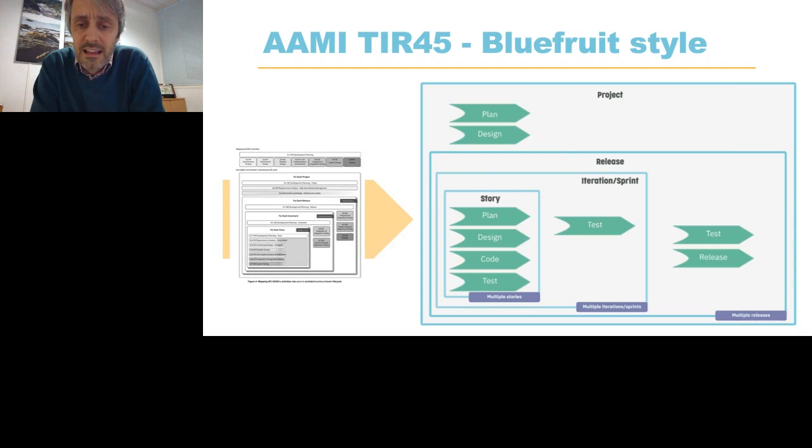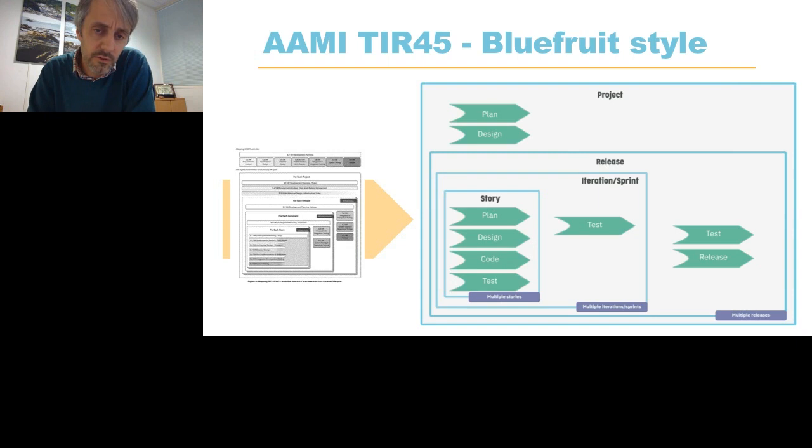TIR45 describes these layers: the project layer, release layer, iteration or sprint layer, and story layer. And it recommends that you map out which activities you're going to do at which layer. There's some flexibility there, but the key point is in your software development plan, you should really spell that out.